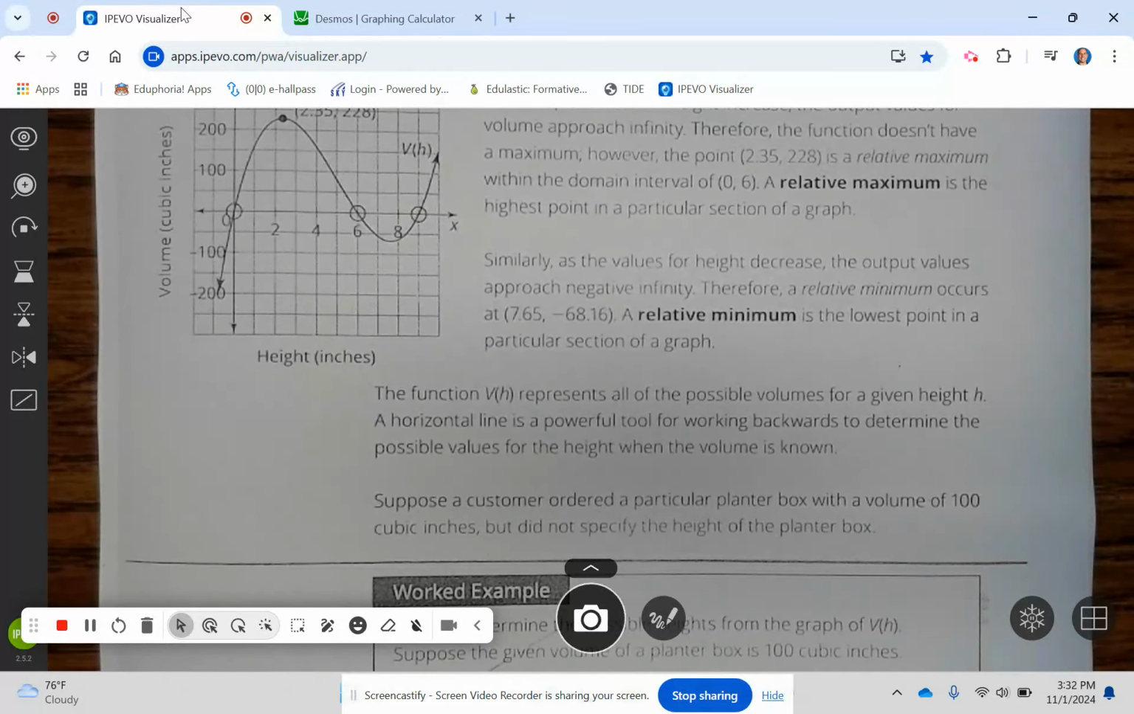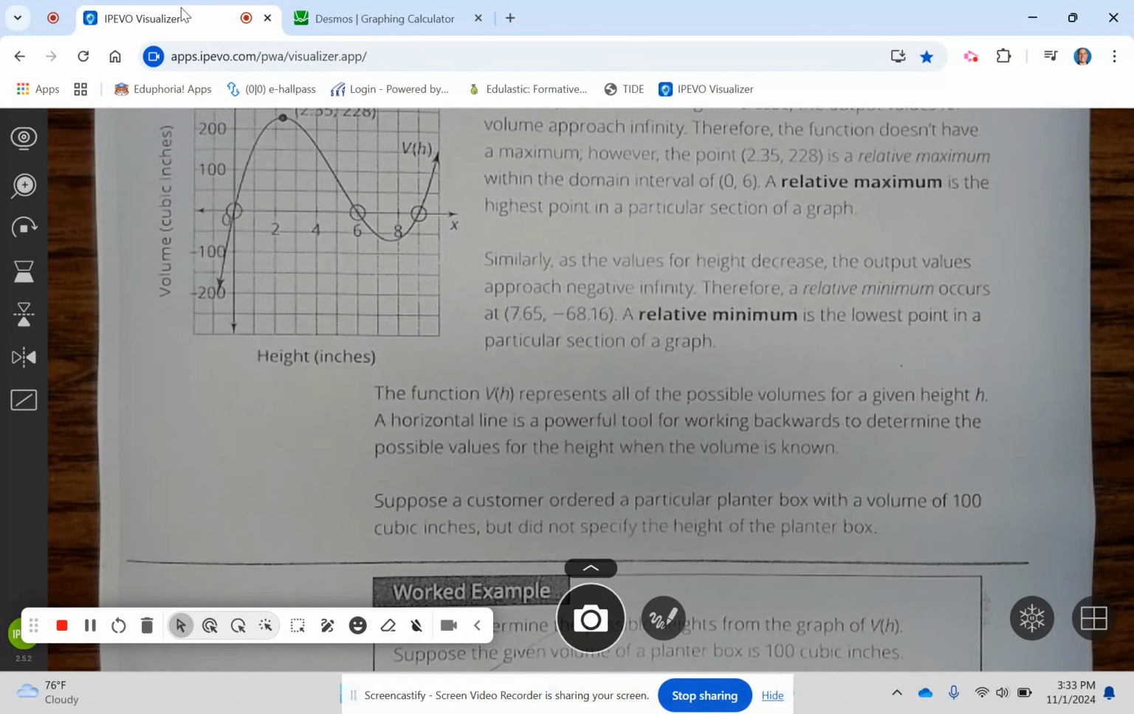Similarly, as the values for height decrease, the output values approach negative infinity. Therefore, the relative minimum occurs at (7.65, -68.16). A relative minimum is the lowest point in a particular section of a graph. The function V(h) represents all the possible volumes for a given height h. A horizontal line is a powerful tool for working backwards to determine the possible values for the height when the volume is known. Suppose a customer ordered a particular planter box with a volume of 100 cubic inches, but did not specify the height of the planter box.